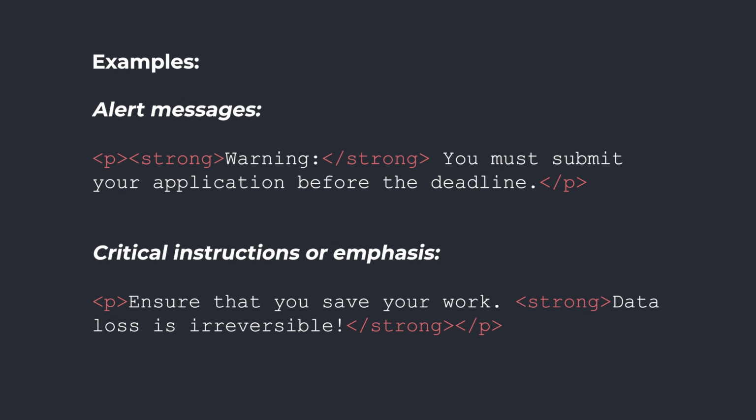Okay, so we have some alert messages. So we have a warning here in the first example. You must submit your application before the deadline. So the warning is indicating something of a serious nature, or critical instructions, or emphasis. So in the second example, ensure that you save your work. Data loss is irreversible. Again, stressing the importance that the data loss is irreversible.